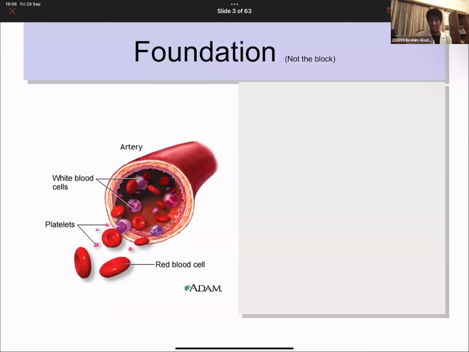Now, here's the foundation of what makes up hemostasis. And foundation, not the block, the foundation of hemostasis. I don't want to scare you guys. I know the final is soon.